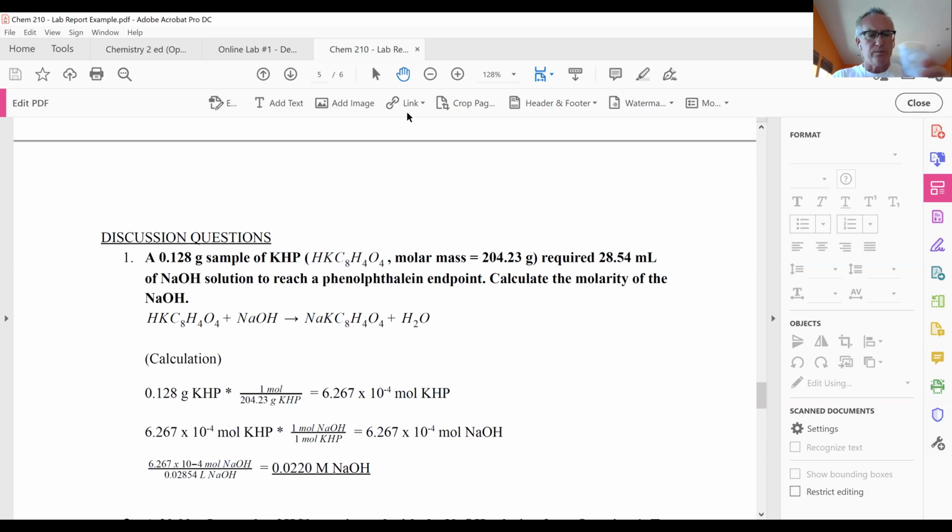Should the pre-lab and post-lab questions be mixed in with the discussion, or should it be a separate section? You can have the pre-lab questions before the procedure, or you can have them afterwards. Either one is fine, as long as they're answered.